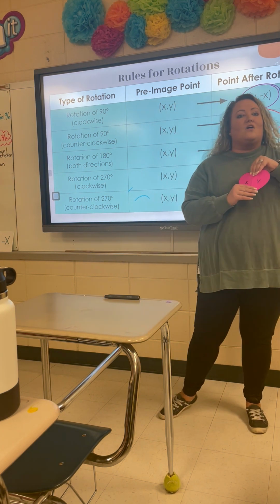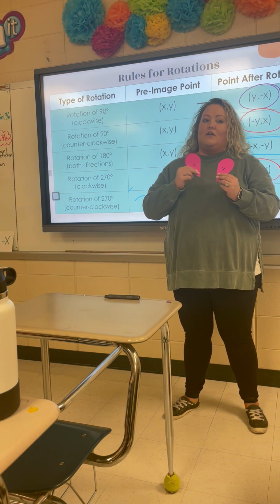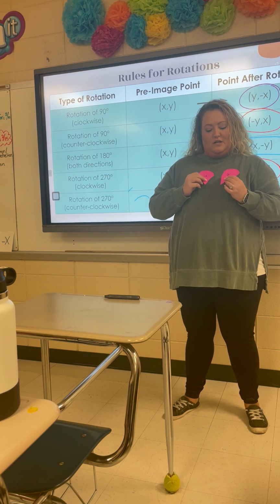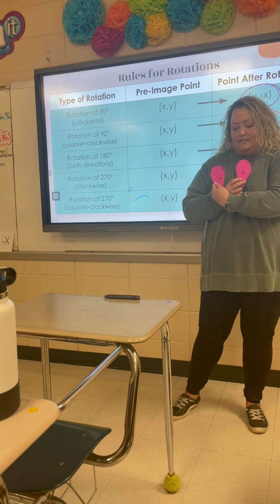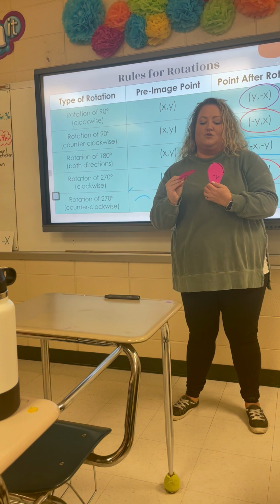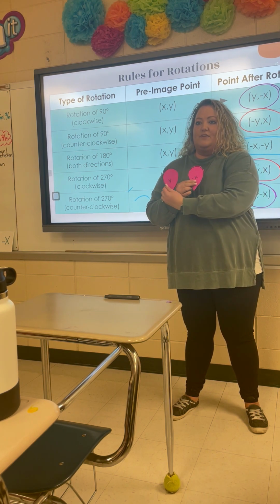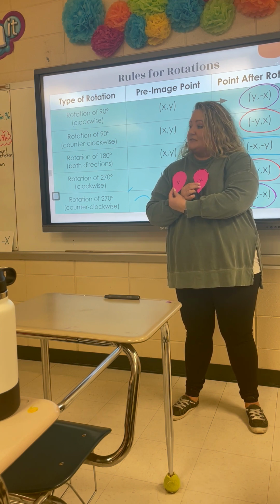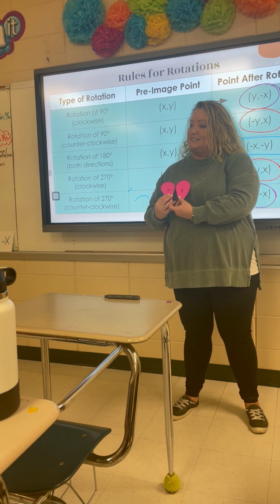Now let's try counterclockwise. If we go counterclockwise, we'll no longer be picking up the one on the left to flip it over. We're gonna be picking up the one on the right and flipping it over. So for 90 degrees counterclockwise, the rule is opposite Y, X. If you flip it one more time, there's your 180 rule, opposite X, opposite Y. And if you flip it again, you now have your 270 counter, opposite X, Y, and flip one more time, and we're back to the beginning, 360.